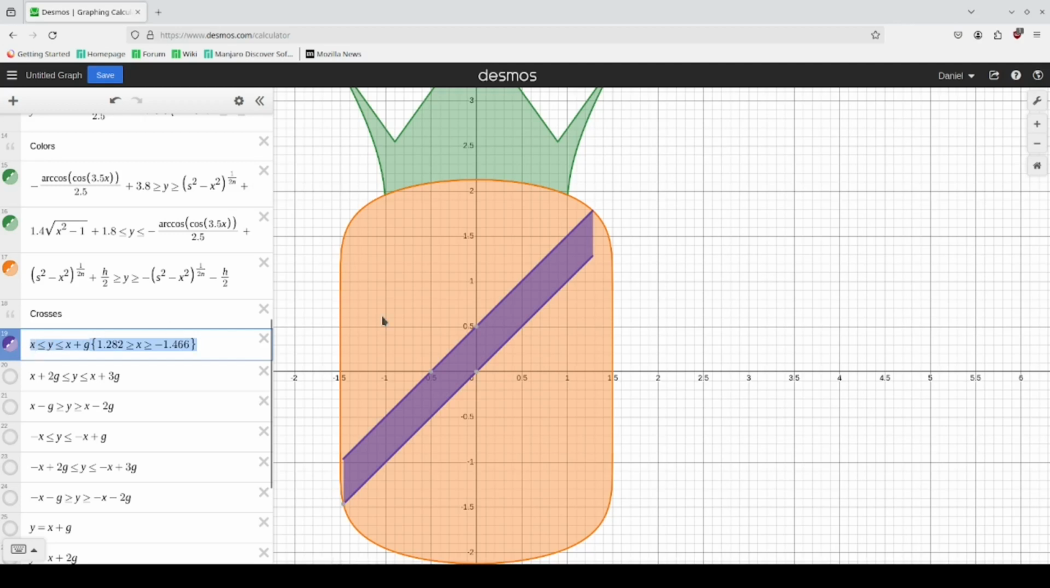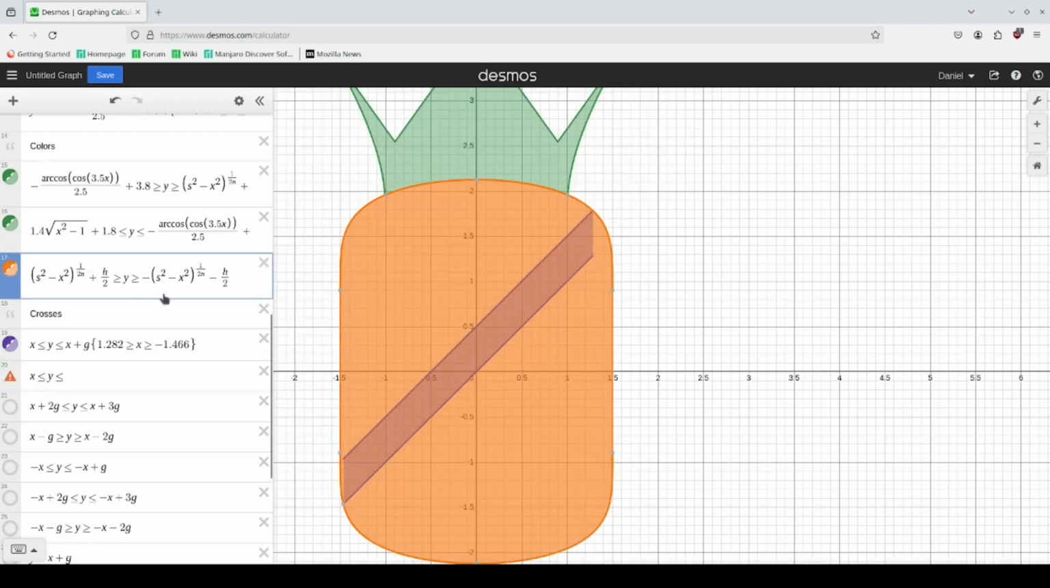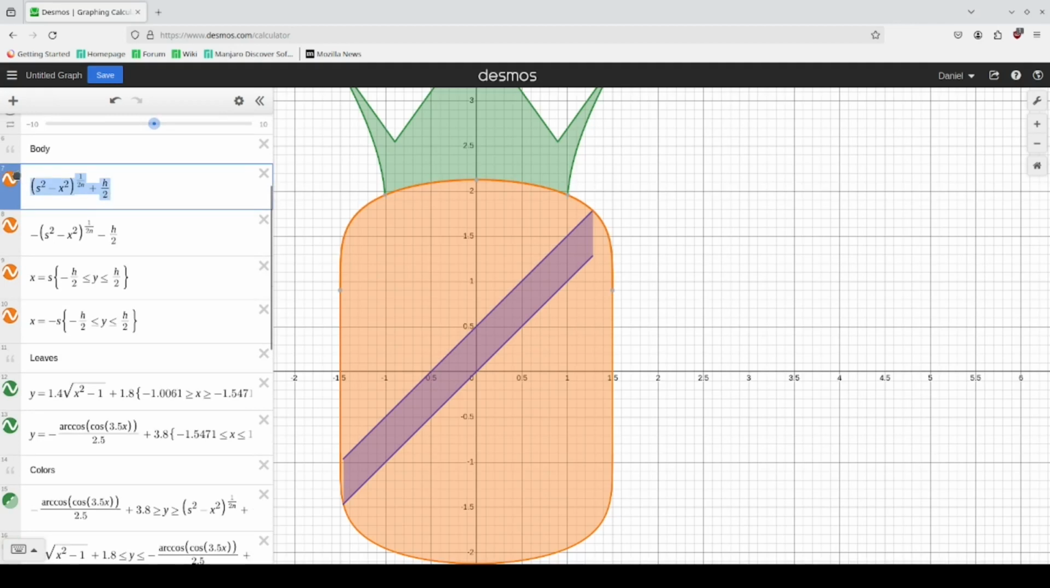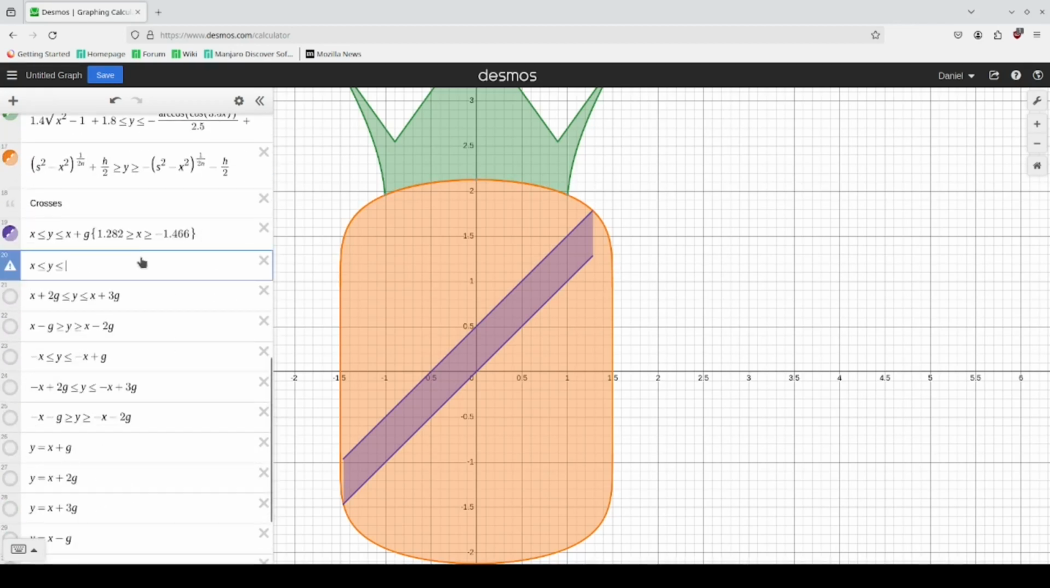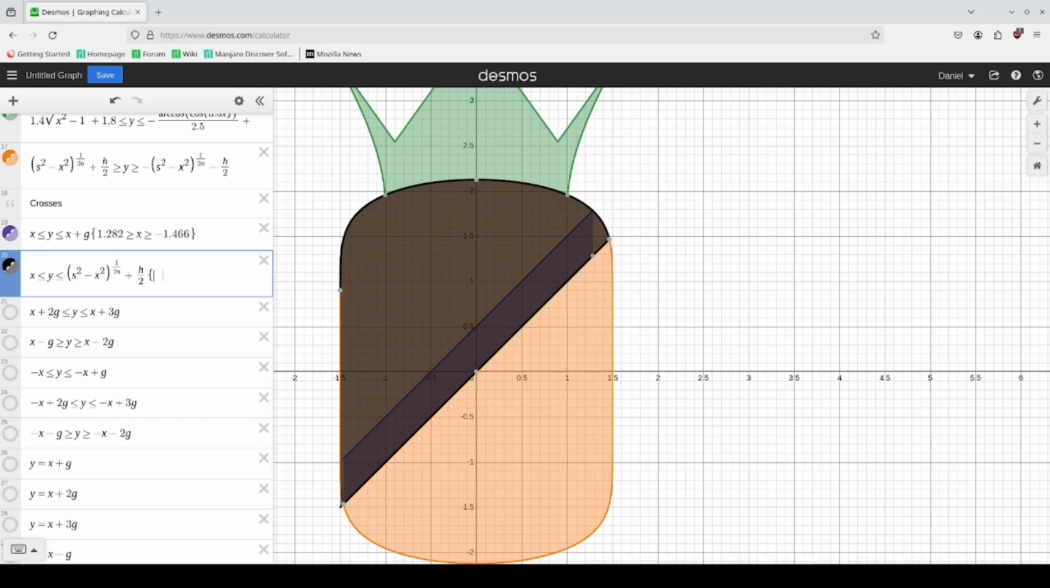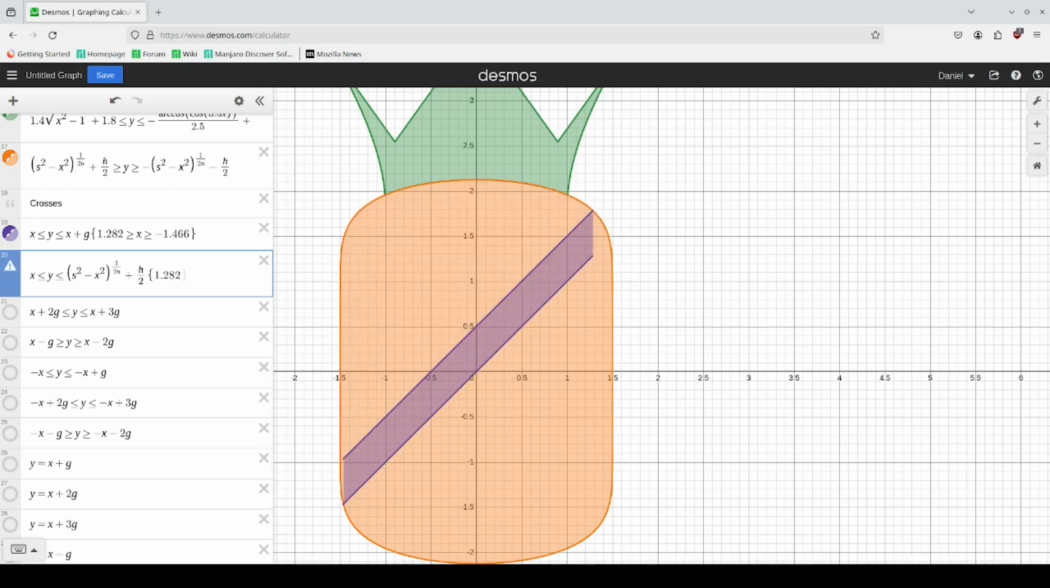And so this time we want the bottom piece here, so that is x is less than or equal to y, and that's less than or equal to this top half here. And that top half, I'm going to find, is this line here. And a boundary is going to be 1.282, and I don't think we need to define the upper bound, because the upper bound is where this domain ends.